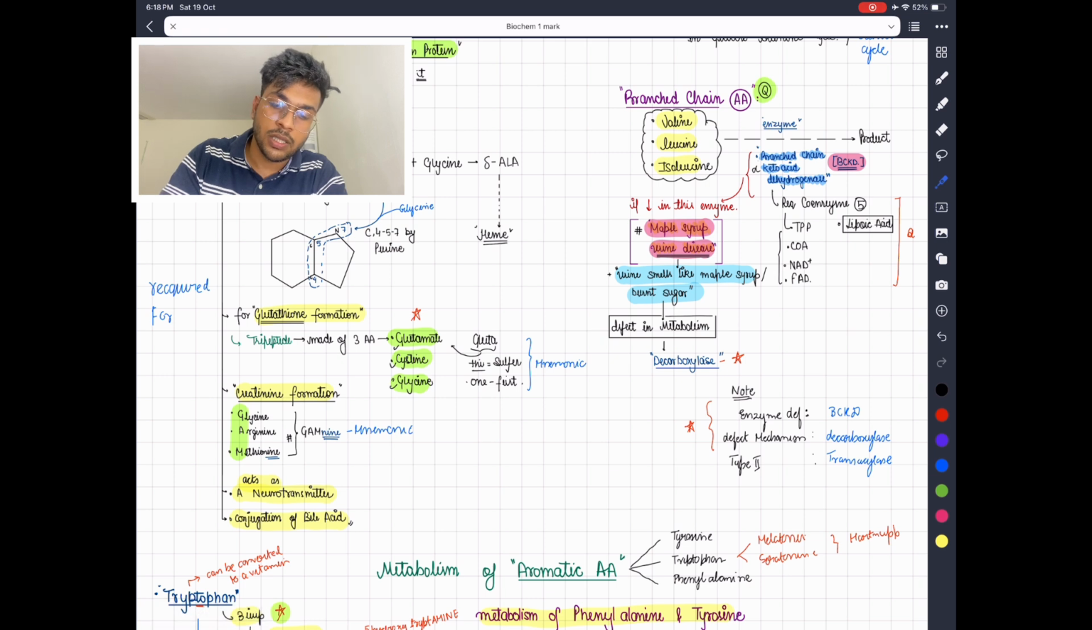So first, you learn it is involved in heme synthesis, purine formation, glutathione formation, creatine formation, acts as a neurotransmitter as well, and is also associated with conjugation of bile acid. These 6-7 things, you learn that.